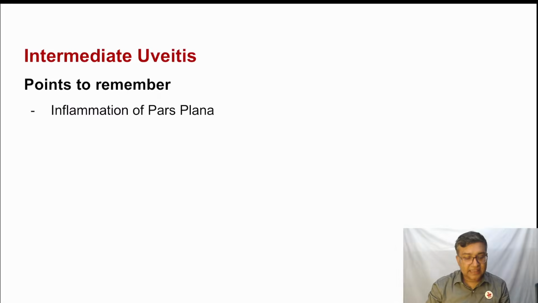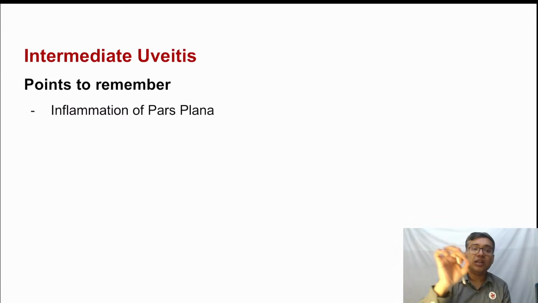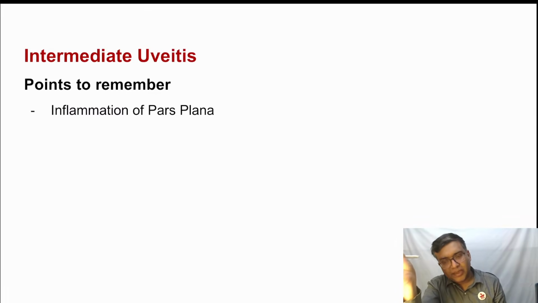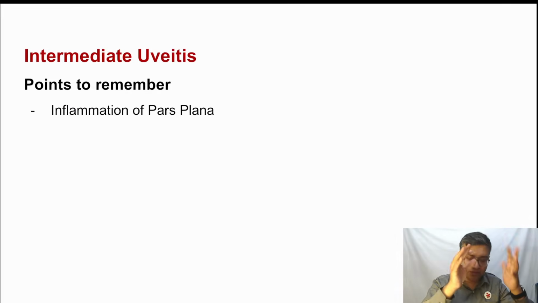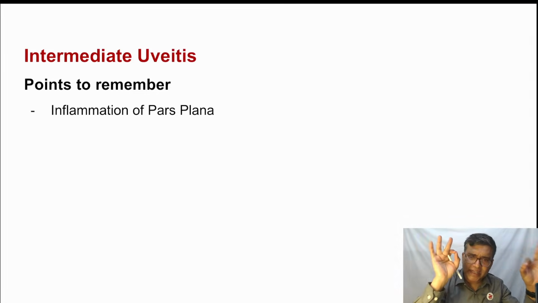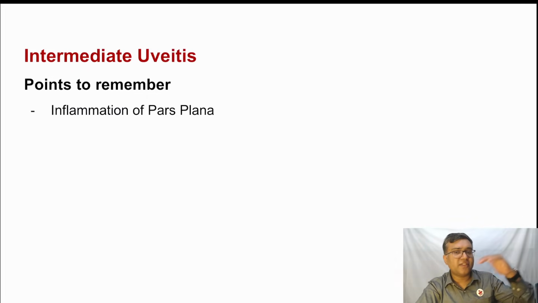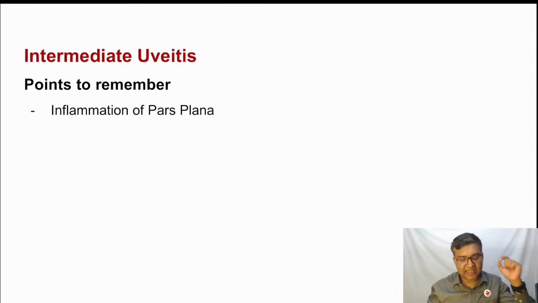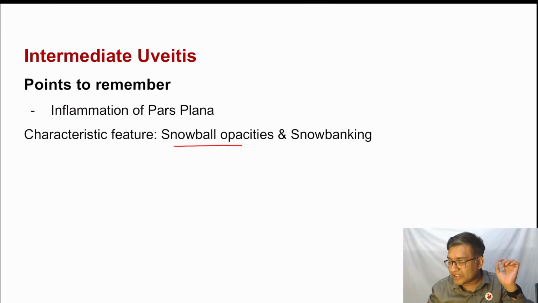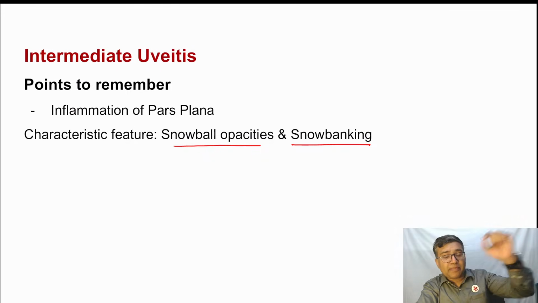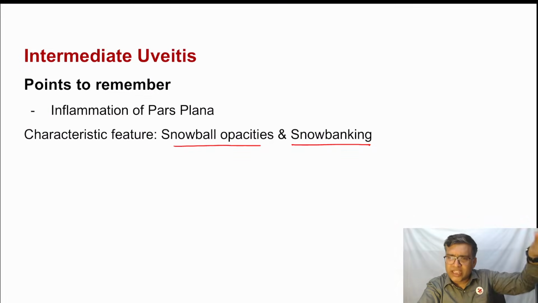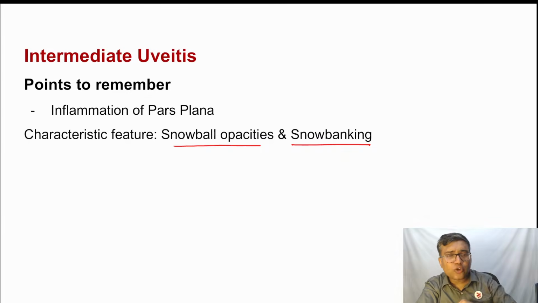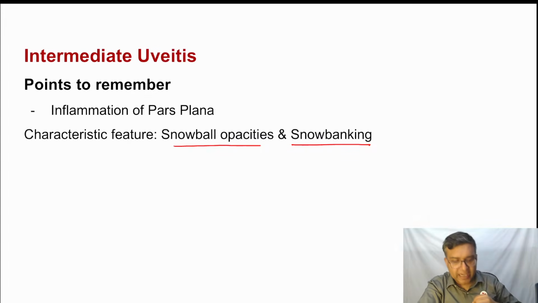The second one is the inflammation of pars plana, that is called intermediate uveitis. And whenever you think about the intermediate uveitis, always know that this basically means inflammation of the pars plana. They so many times ask you about the pathognomonic features of the intermediate uveitis. Remember, there are opacities around the inferior quadrant of the retina and near the pars plana, that is called snowball opacities and snow banking. So the snowball opacities and snow banking, they are the most important pathognomonic features of the intermediate uveitis. So they would ask a question: a patient comes with floaters and having snowball opacities, what would be your diagnosis here?